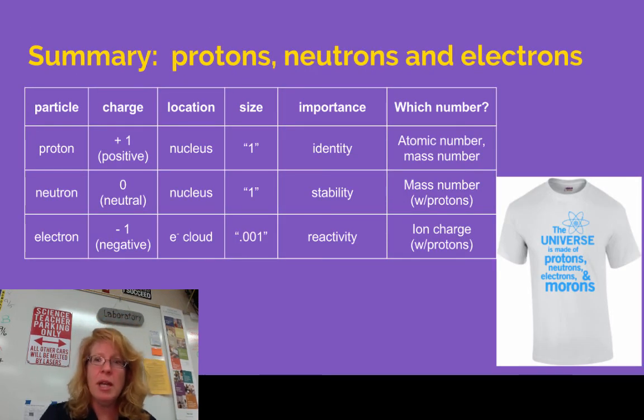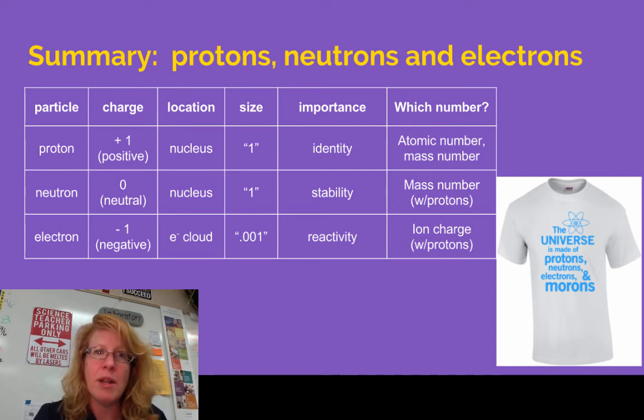Okay, overall summary. I know you've seen a table like this, but here's the big ideas of what you need to get in terms of protons, neutrons, electrons. You probably already know what the charges are. You probably already know where they are, whether they're in the nucleus or the electron cloud. By size here, I'm just talking about relative size. We call the size of a proton and a neutron 1. An electron, just so you have an idea, is about 1,000 times smaller. They're tiny. They have basically no mass when compared to protons and neutrons.